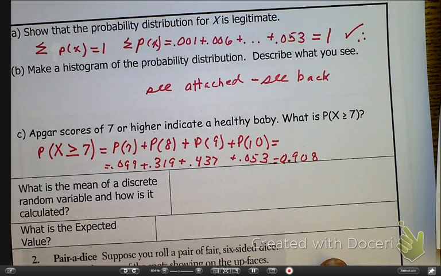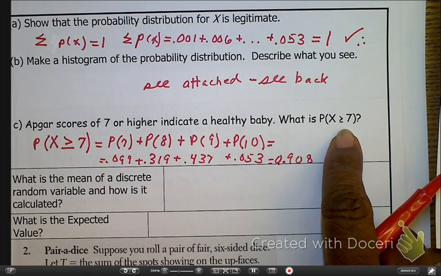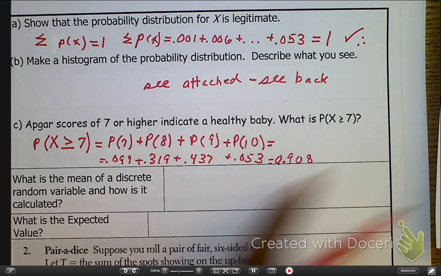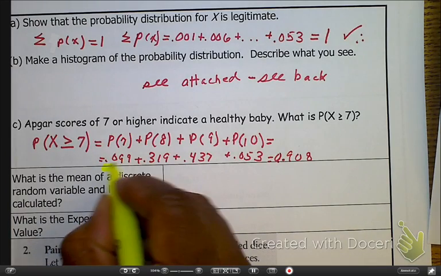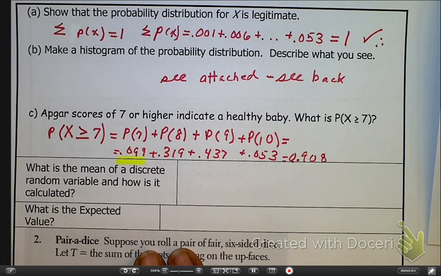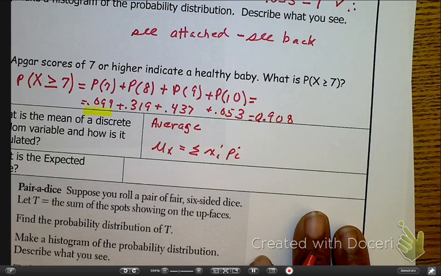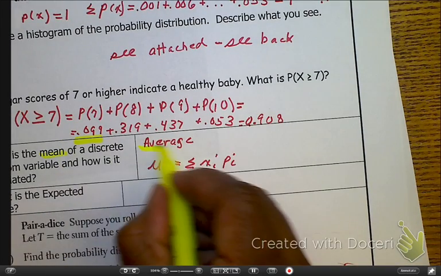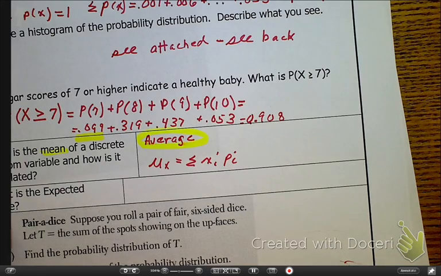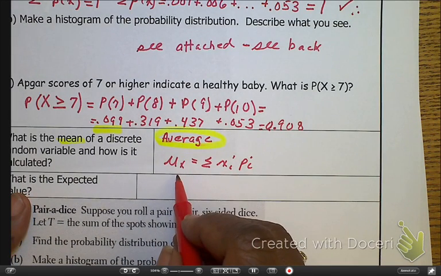Now remember here they said x, the discrete random variable, is greater than or equal to. So we do have to include this value right here, the probability of when it was 7. Now, next, what is the mean of a discrete random variable? First of all, we know the mean is nothing but the same as an average. But now they've thrown some new symbols at us. So here, you've got the average, which is saying the mean sub x.